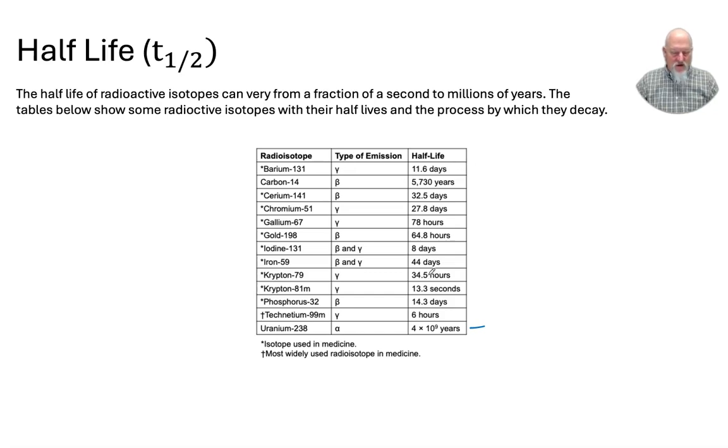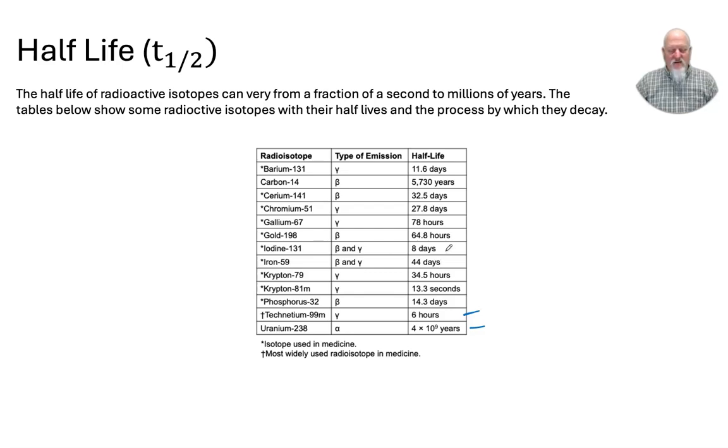Some of these other ones are a lot shorter, like technetium-99M. We'll talk about the M here in a second. Technetium-99M is used in a lot of different medical ways. It has many medical uses. It is used for imaging. It's used for treatment. It's a very common radioactive element to use. Okay, and then we've got other ones.